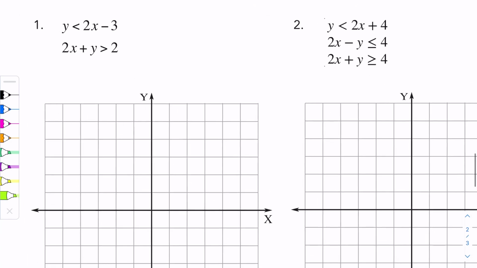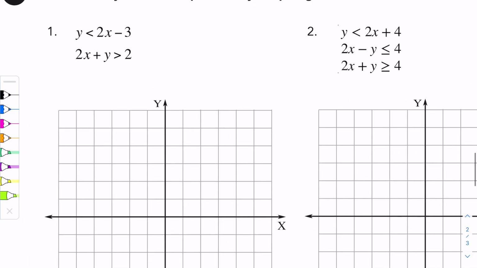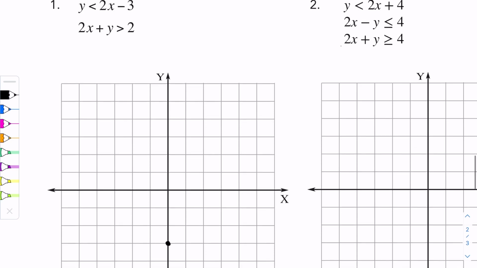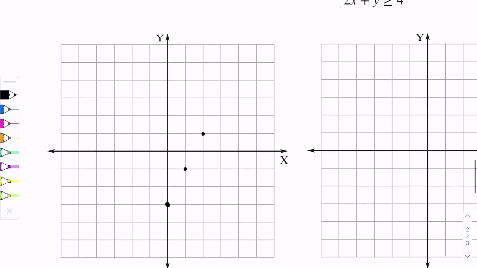For the first one, we have y is less than 2x minus 3. So I'm going to go a little faster on my graphing here. The first one's in slope-intercept form. I'm going to go down to -3, plot a point for my y-intercept. My slope is rise over run, and it's 2 over 1, so up 2 over 1, up 2 over 1. This inequality sign indicates that it's going to be a dashed line in the coordinate plane.